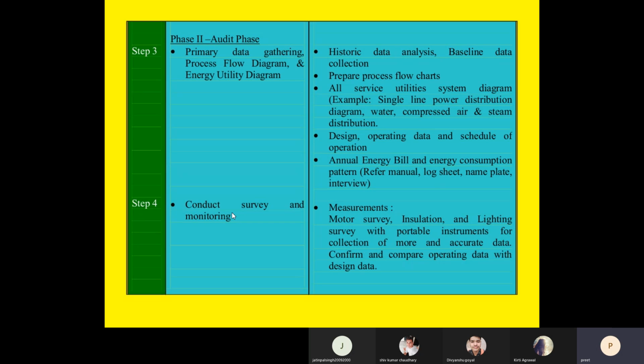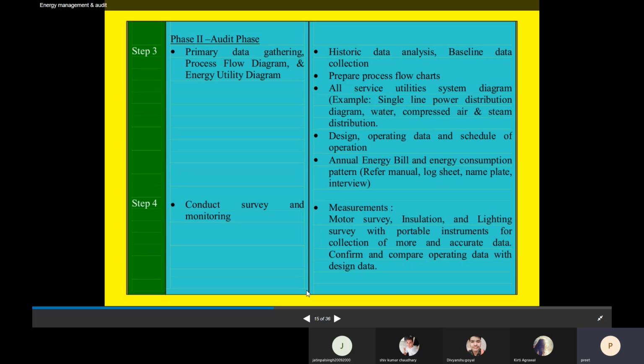Step 4 also comes under the audit phase, which includes conducting survey and monitoring. Conducting survey and monitoring will lead us to measurements. And what do the measurements include? They include motor survey, insulation and lighting survey with portable instruments for collection of more accurate data. It will be able to confirm and compare operating data and design data.